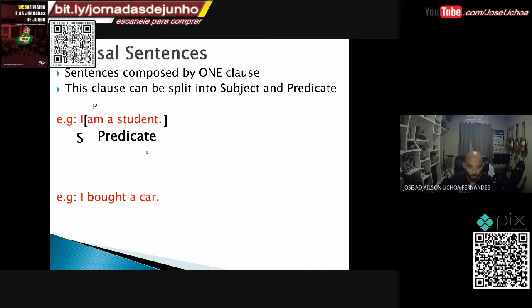And now we have to use the notion of phrases. Let's analyze this. Am a student is a verb phrase. We know that from the previous class because it's a verb phrase with a noun phrase contained. Where is the noun phrase?